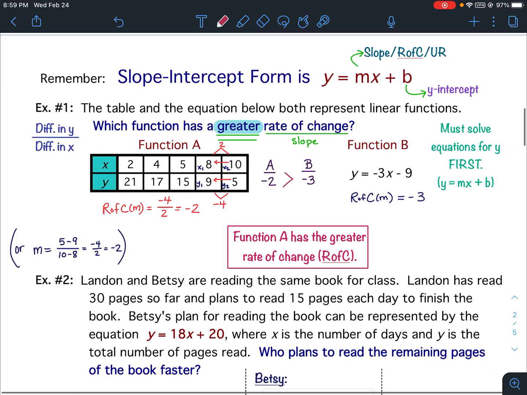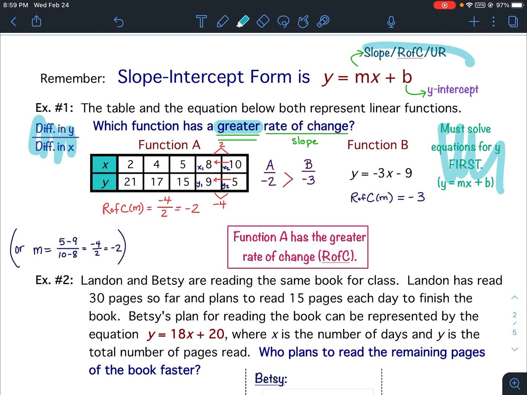Okay. Pause your video and make sure you have absolutely everything written down. Please make sure you have it all written down in your notes. If you have any questions on example 1, please let me know.